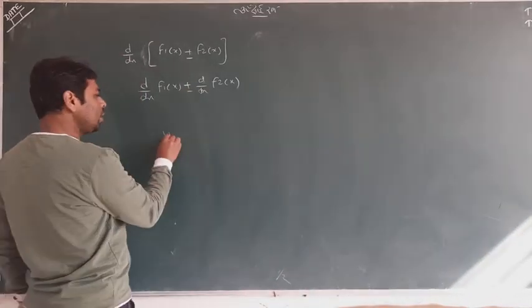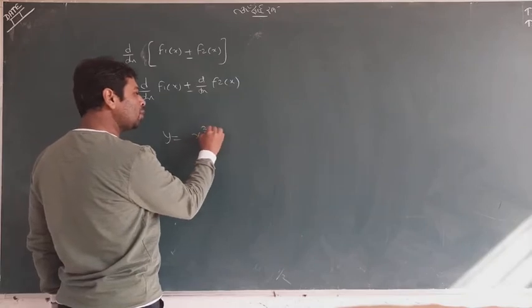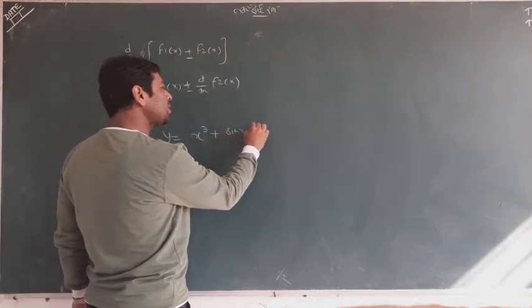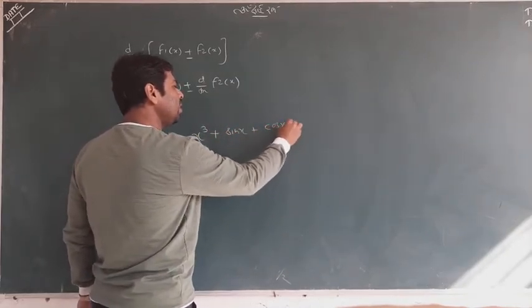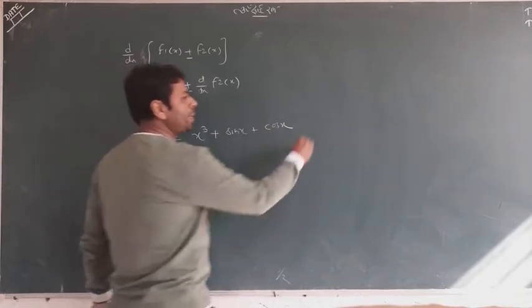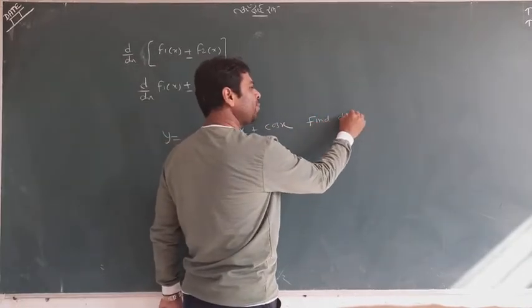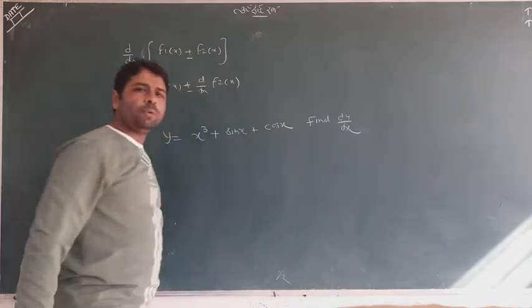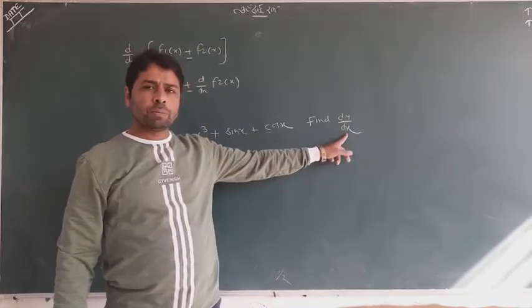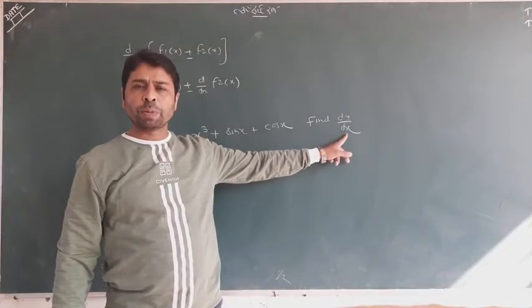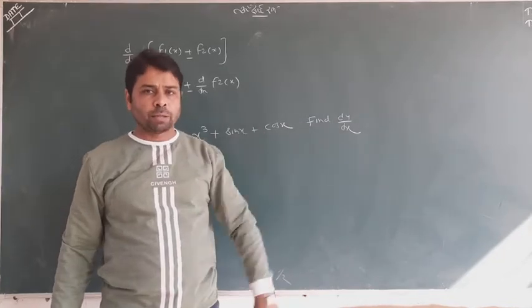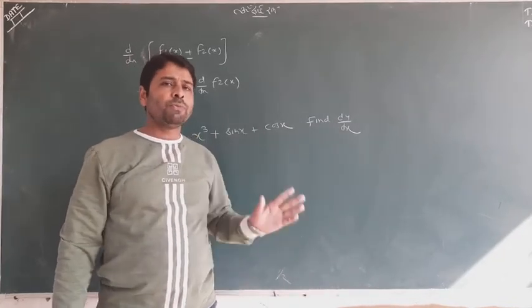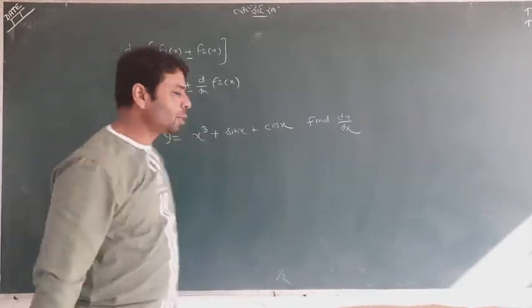Suppose the question is: x to the power 3 plus sin x plus cos x, and you are told to find dy by dx. Try to understand how you will find it. What is the meaning of dy by dx? Meaning differentiation of y with respect to x, by the fundamental method, the formula method. Don't use the first principle. So how can you start?